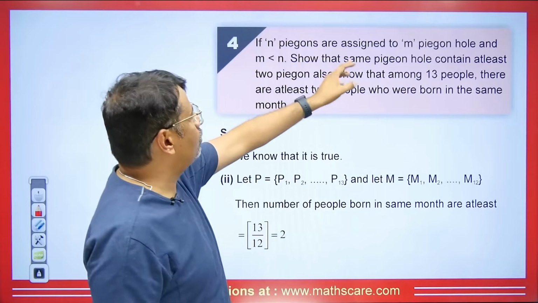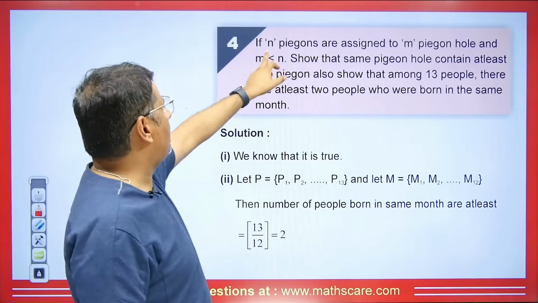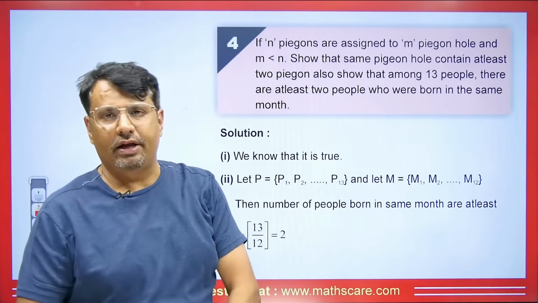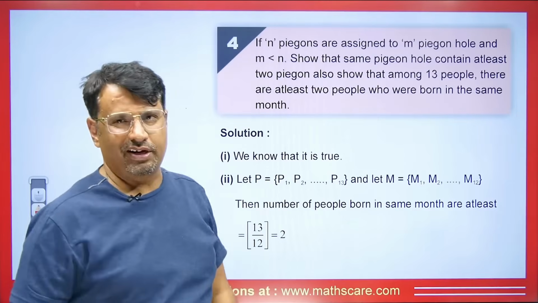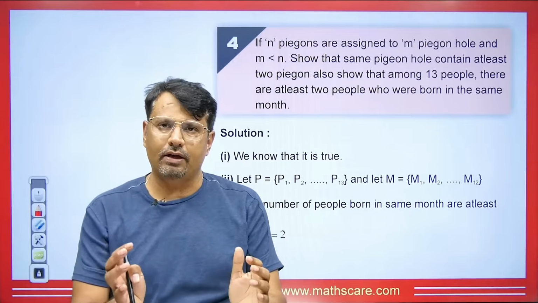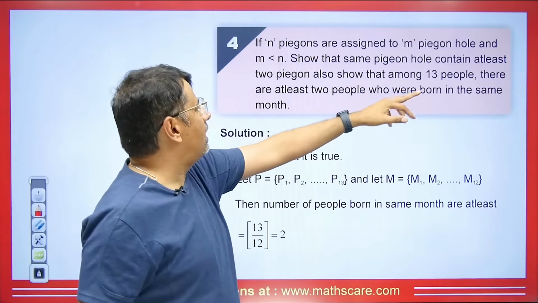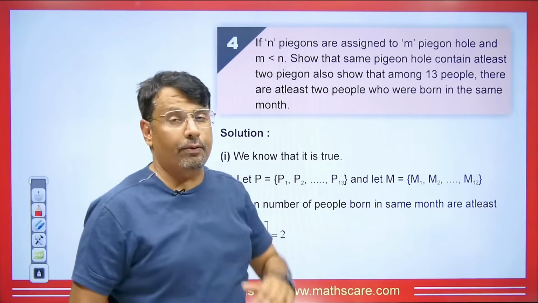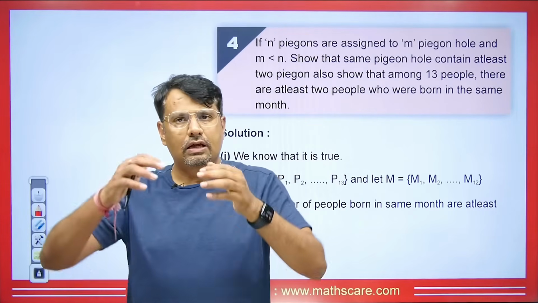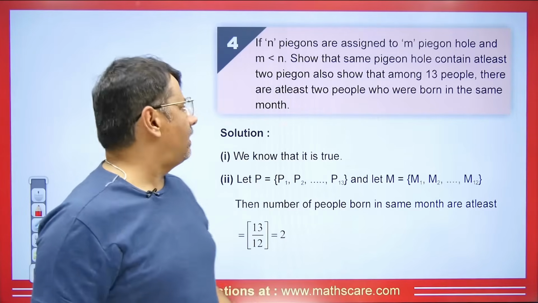The n pigeons are assigned to the m pigeonholes and m is less than n, okay? Here n represents the pigeons and m represents the pigeonholes, right? Pigeonhole is denoted by m and pigeons by n. And it says m is less than n, which implies that we have fewer pigeonholes and more pigeons. Show that some pigeonhole contains at least 2 pigeons. You have to demonstrate that there will always be 1 pigeonhole that contains more than 1 pigeon. This is the essence of the pigeonhole principle. We can easily prove this.